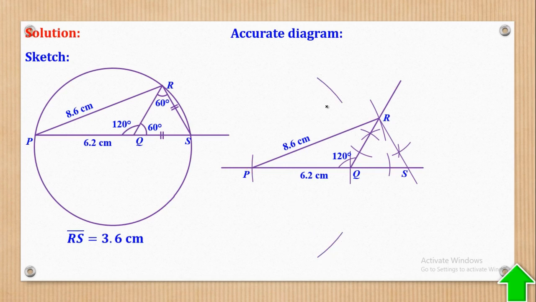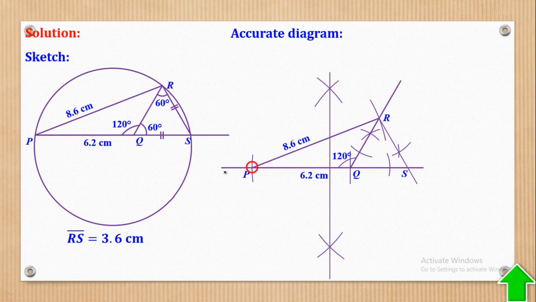Then without changing the width of the compass, I'll put my compass needle here and measure off the arc that, and this arc. Next is to draw a line through this point and this point of intersection of the arcs. So when I do that, this is what I'll come up with, and that will be my perpendicular bisector of PS.